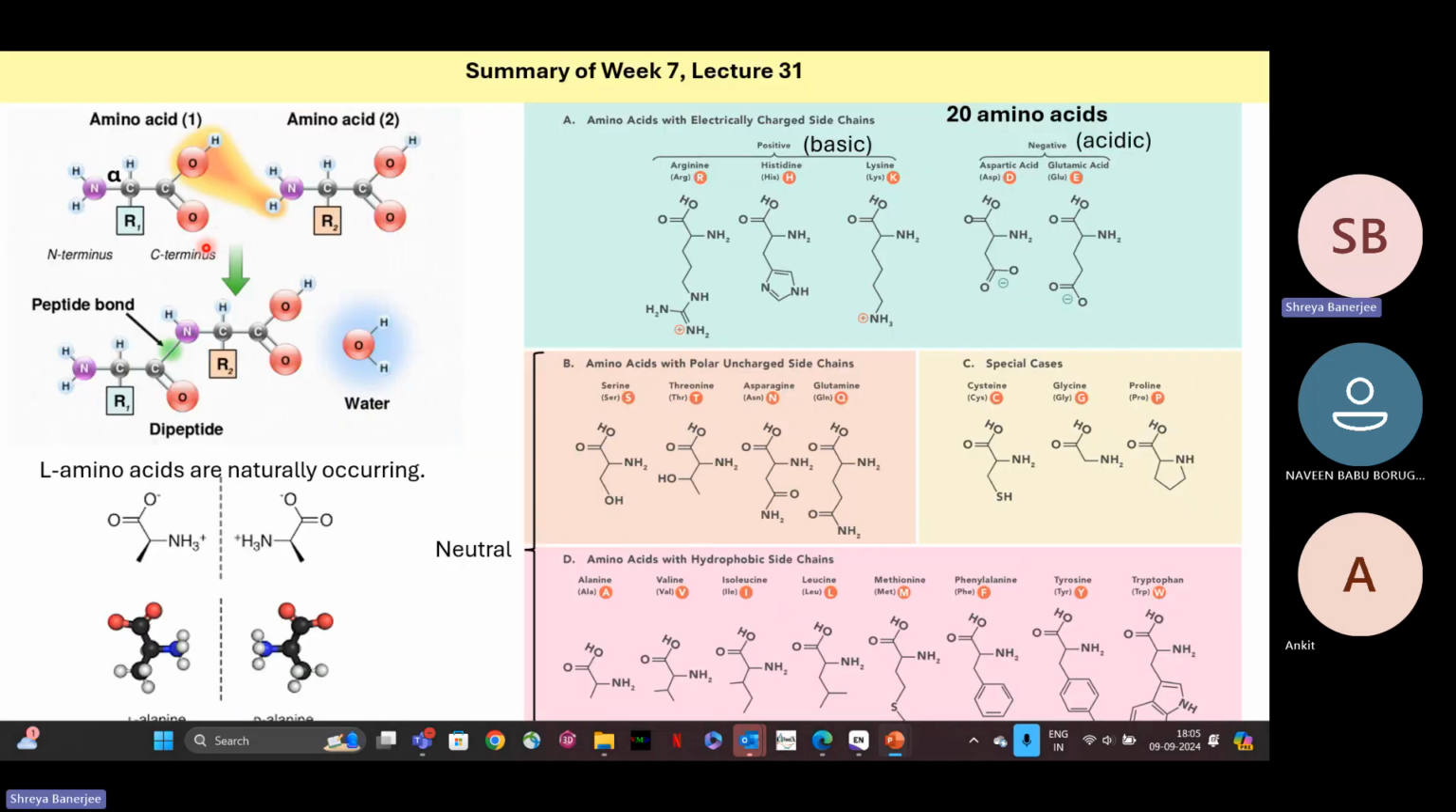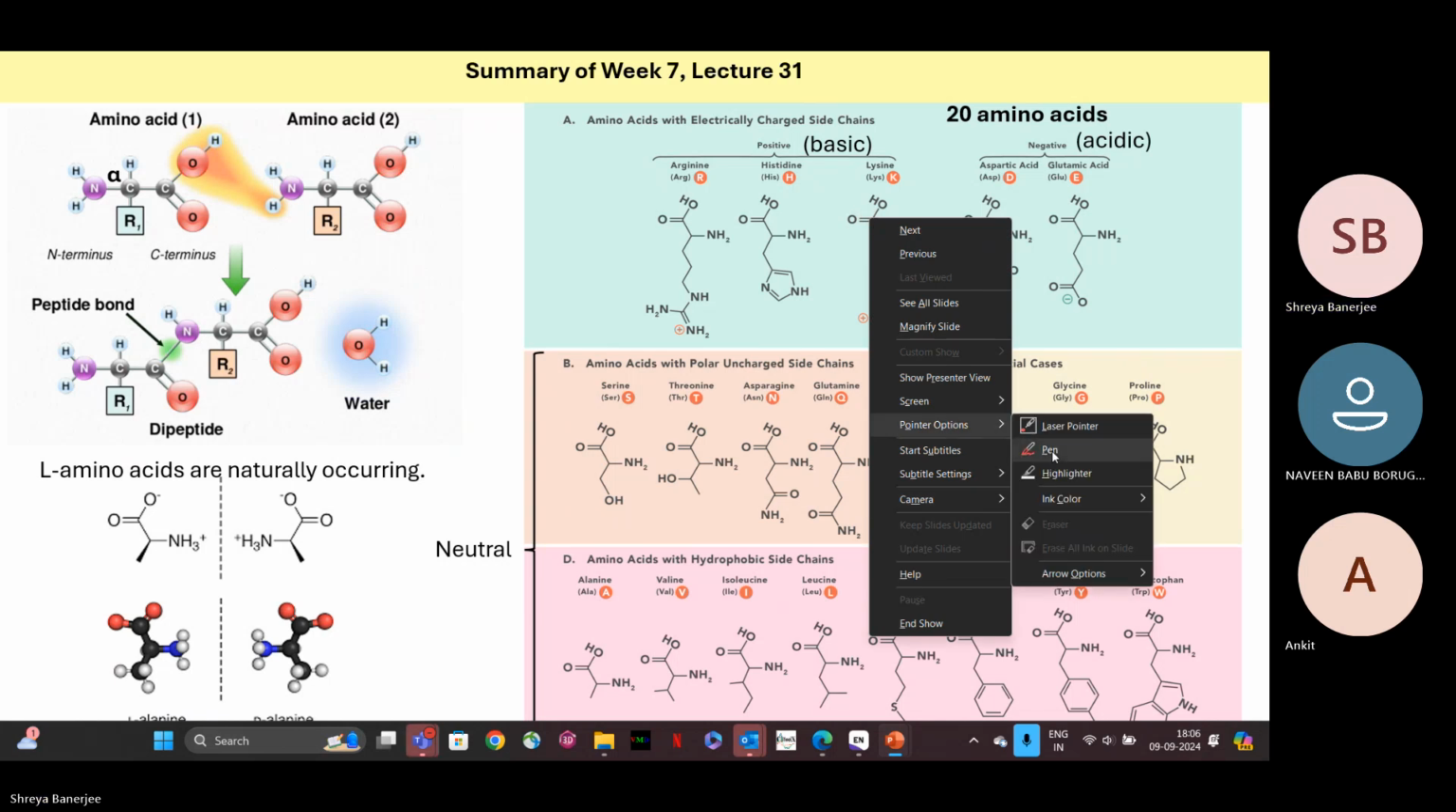I was just going through the different R groups of the amino acids. There are 20 amino acids in total, and there can be 20 different R groups. This R group can be charged, and under the charge, there can be 2 kinds of charges, positive or negative. Under the positive charge, you have 3 amino acids: arginine, histidine, and lysine.